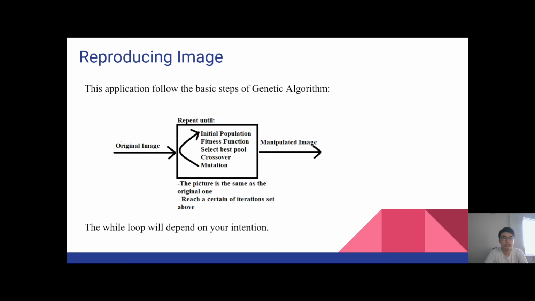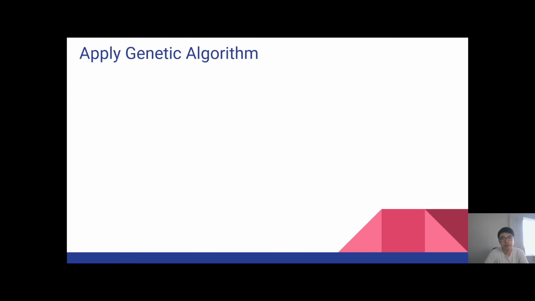This process is going to be repeated until we have a picture that is as close as possible to the original picture, or we reach a certain number of iterations or conditions that we set above. In the end, we will get the result of our manipulated image. Applying the genetic algorithm to this one.